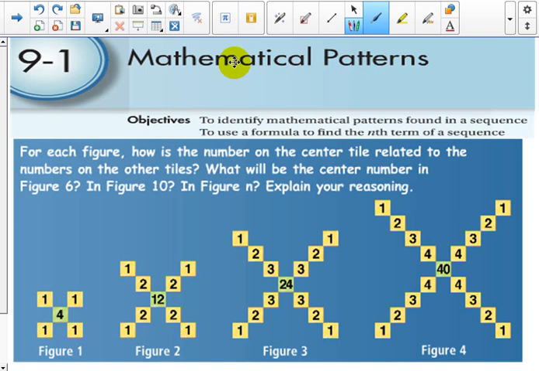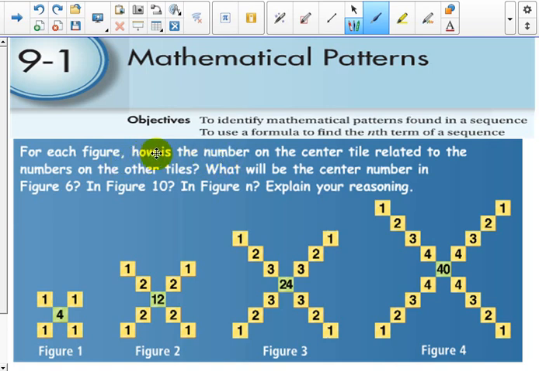This is what we're going to be doing. So if you notice, the first activity I give you says: for each figure, how is the number on the center tile related to the numbers on the other tiles? What will be the center number in figure 6? How about figure 10? What about figure N? And that's what we're going to focus on today: what is it when it's an N? Well, how do we do that? And explain your reasoning. So take a minute and look at these pictures and let's focus on the first question. That's an elephant. That had a lot of questions in it. So we're going to eat the elephant one bite at a time.